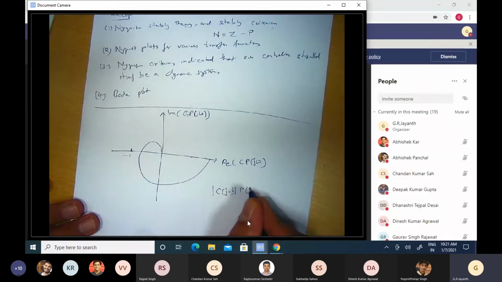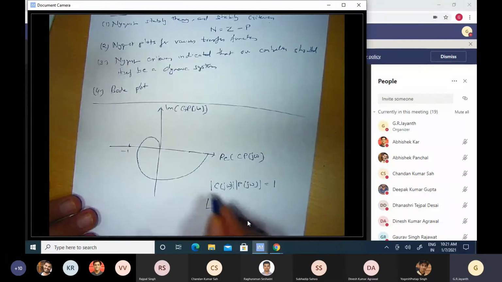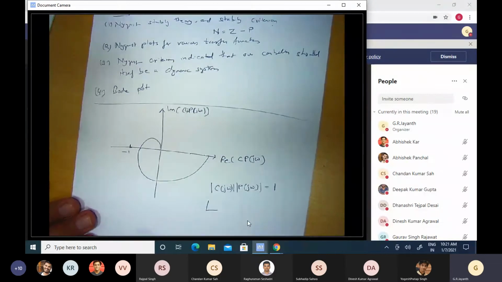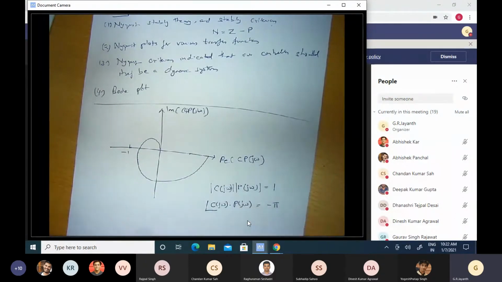Times P of j omega, what is that? That's going to be equal to 1, right? And what is the angle of this complex number C times P of j omega? Angle of C of j omega times P of j omega, what will that be equal to? It will be equal to minus pi radians or minus 180 degrees, right? Minus 180 degrees or plus 180 degrees, they're all the same.